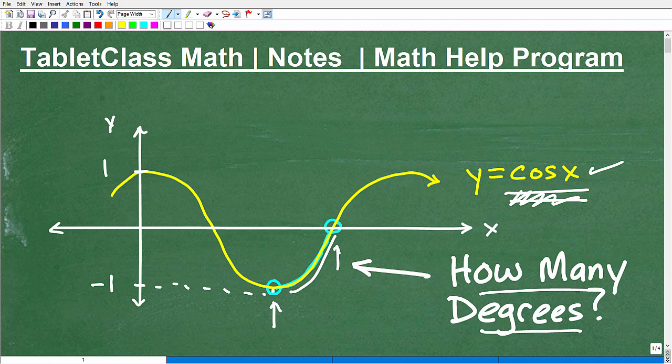And again, I could have just as easily made this same problem using the sine graph. But that graph looks a little bit different than this, and we'll talk about that as well in just one second.